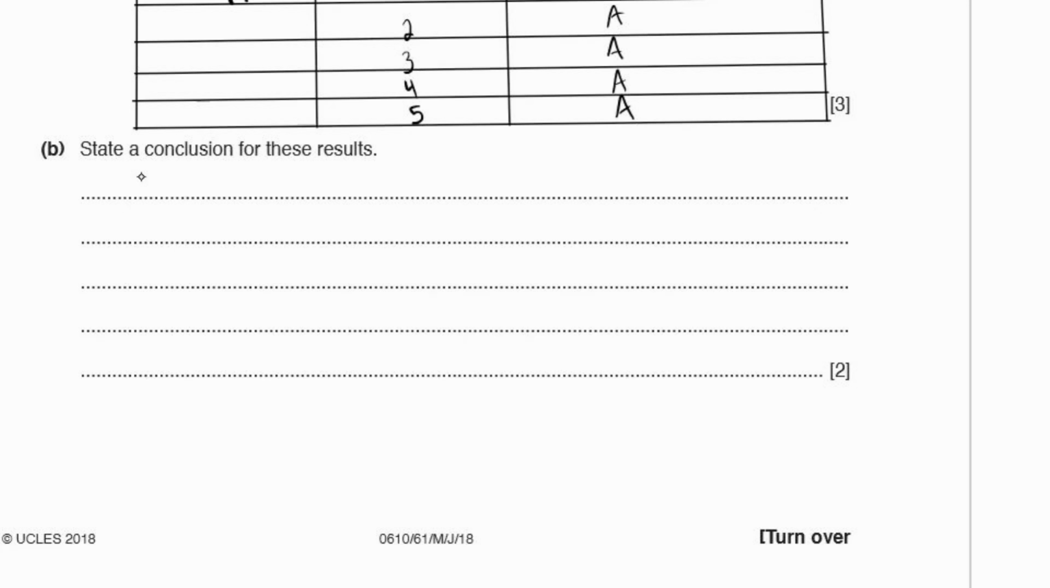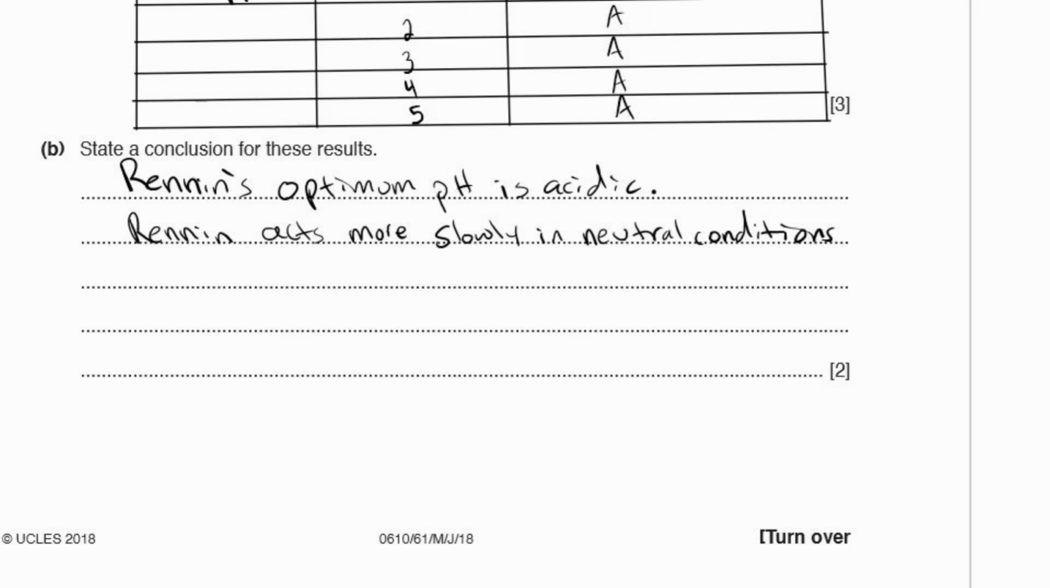So, renin's optimum pH is acidic. And when you're talking about enzymes, they like to see optimum pH or optimum temperature. Those are nice keywords that they like to see. Okay, so when it's neutral, it acts more slowly and does not form clots at all when it's alkaline. Okay, so renin's optimum pH is acidic. Renin acts more slowly in neutral conditions and does not form clots in alkali conditions. All right, good.